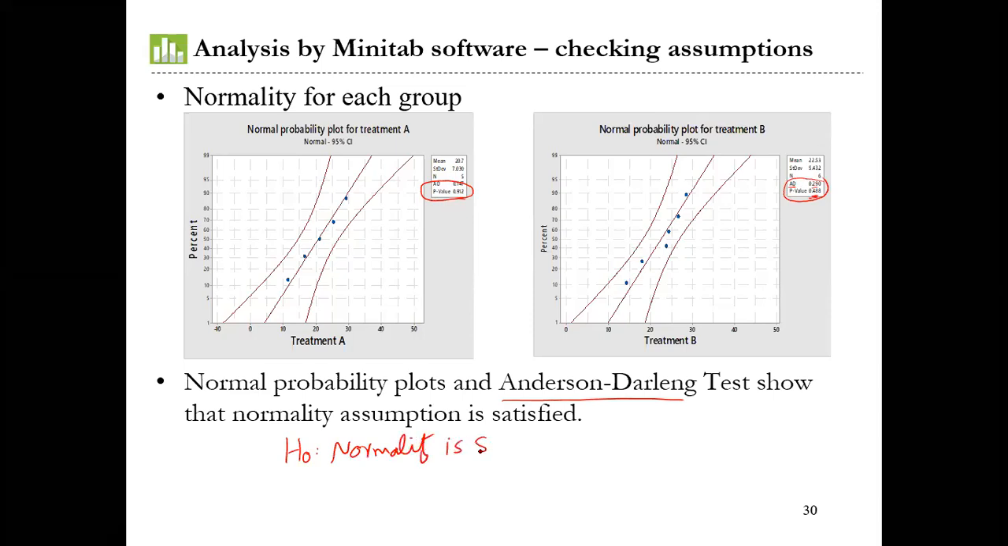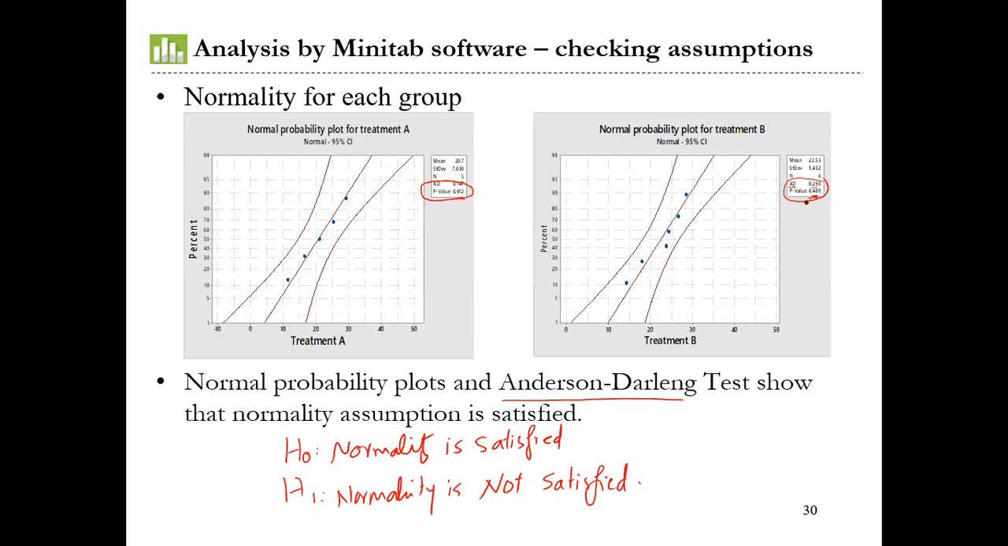is satisfied, and H1 or HA, normality is not satisfied. So you need to fail to reject H0 to make sure the assumption is satisfied.